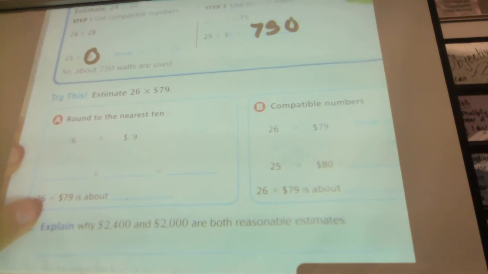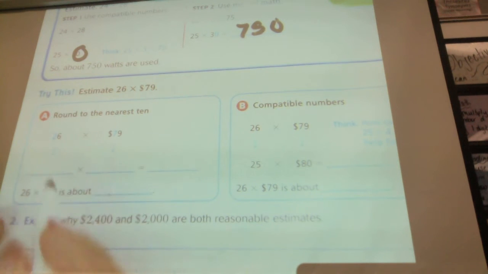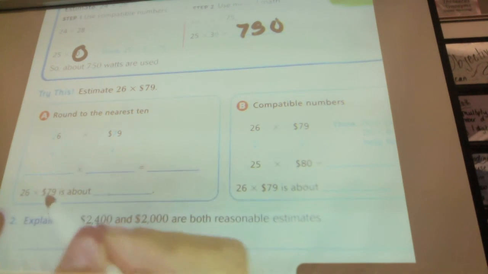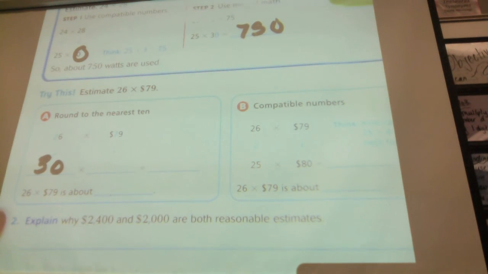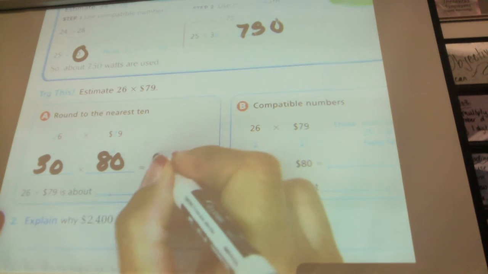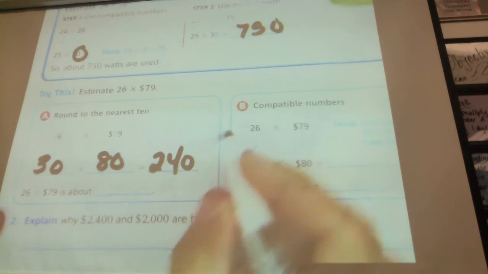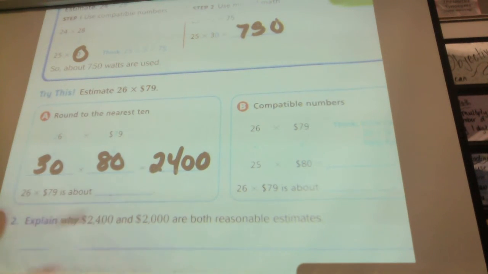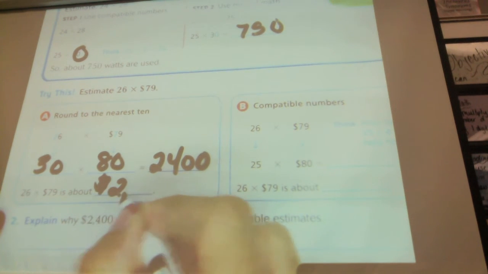Okay. Then we had an estimate with 26 times 79. And we were going to round to the nearest 10 first. 26 rounds to what nearest 10? 30. And 79 rounds to what nearest 10? 80. So we can think 8 times 3 is 24 times the tens that we have here times the tens that we have here. So 2,400. 26 times $79 is about $2,400.